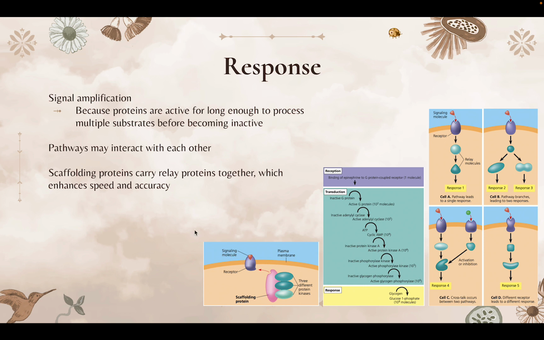And then lastly, scaffolding proteins can carry relay proteins together, which enhances speed and accuracy. So we see our scaffolding protein right here. It's carrying 3 different protein kinases. And instead of just having all of these parts float around in the cytosol, waiting to activate each other, if you're holding them together with your scaffolding protein, it just goes boom, boom, boom, very fast, very efficient, and that makes the whole thing easier.